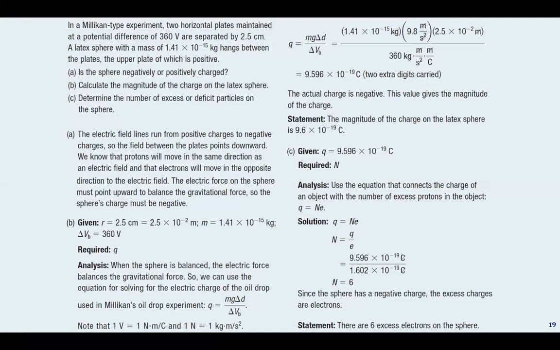So solving this equation gives us Q is approximately 9.596 times 10 to the power of negative 19 coulombs. So the actual charge is negative, since this value gives the magnitude of the charge.